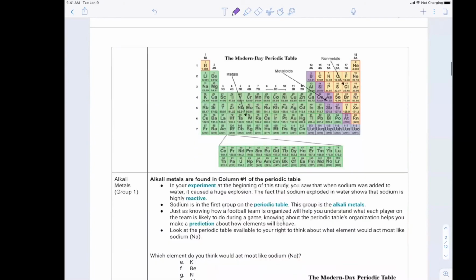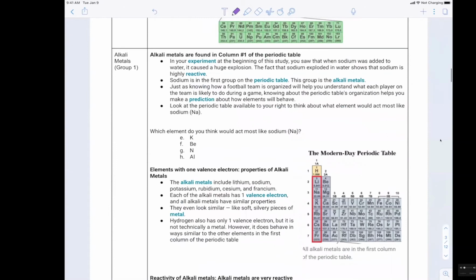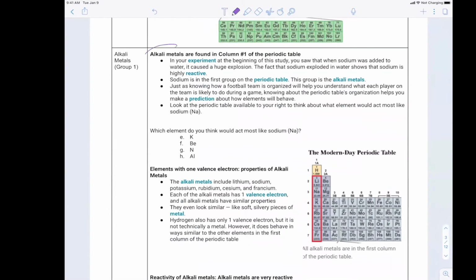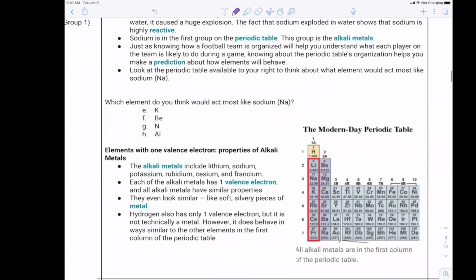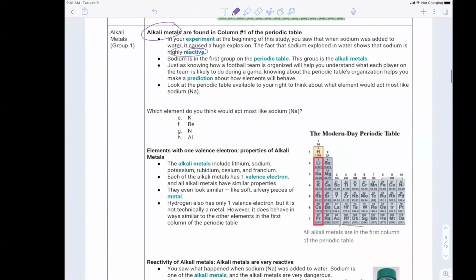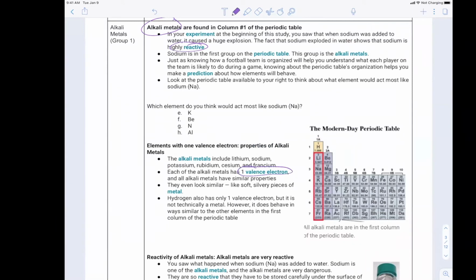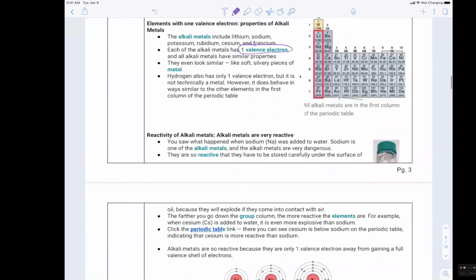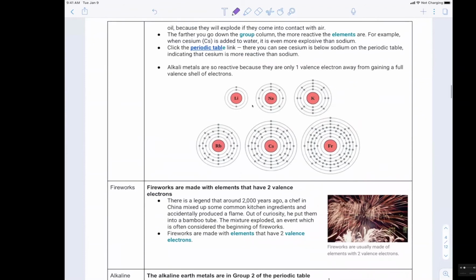So that transitions into our next group, which is group 1. Group 1 is known as the alkali metals. Alkali metals are unique because they're one of the most reactive groups on the periodic table. So you can see they're very highly reactive. The reason they're so reactive is because they only have 1 valence electron. If we look over here at these Bohr models of the alkali metals, you can see that they're only 1 valence electron away from a full valence shell.